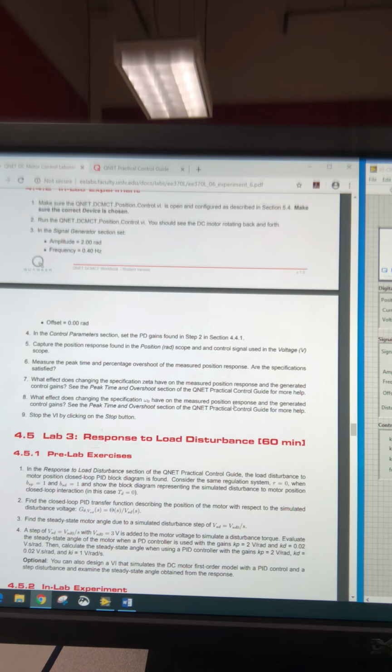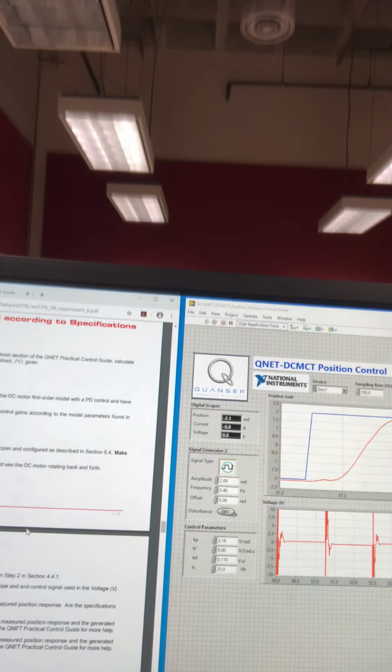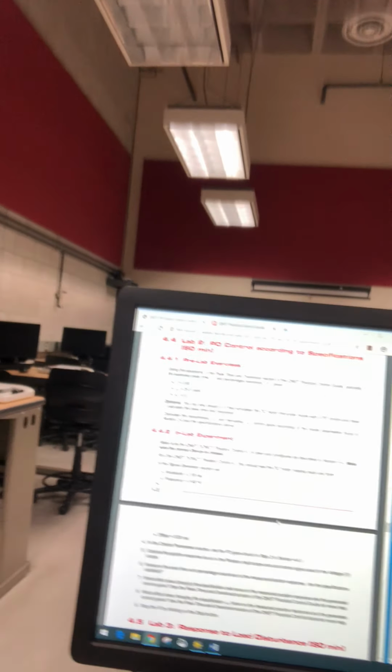And that's it for the PID control without disturbance. And then we will discuss it if we introduce disturbance.